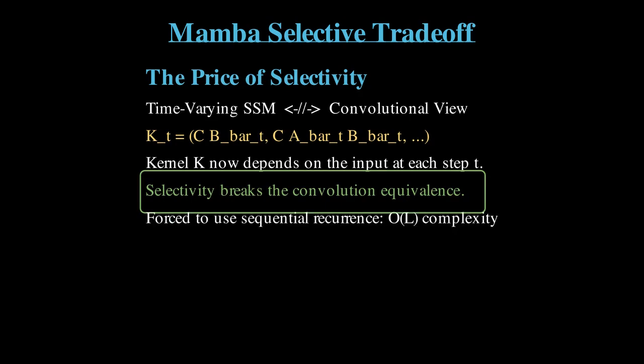This forces us back to the recurrent representation. Naively implemented, this is a major problem. Sequential recurrence is notoriously slow on GPUs, as its O of L complexity cannot be parallelized along the sequence length. This was the core technical challenge Mamba had to solve: how to make this selective, recurrent model fast. The solution is a hardware-aware parallel scan algorithm, which we'll dissect next.